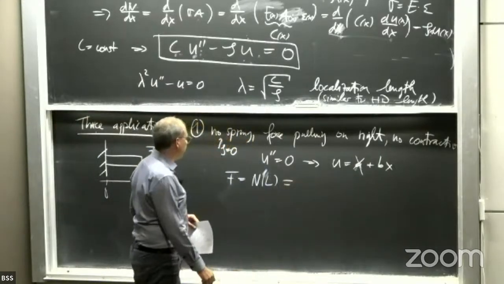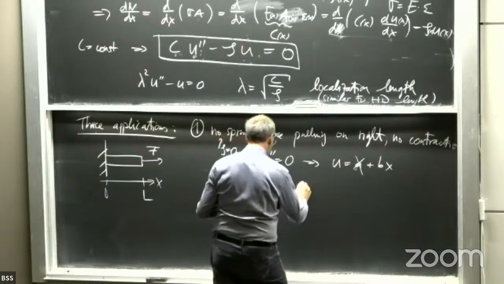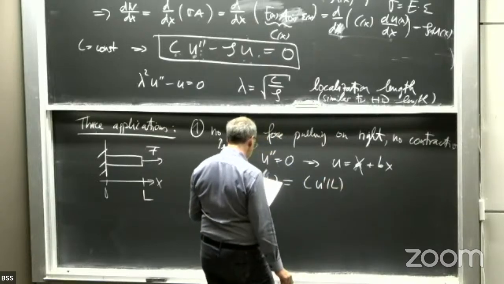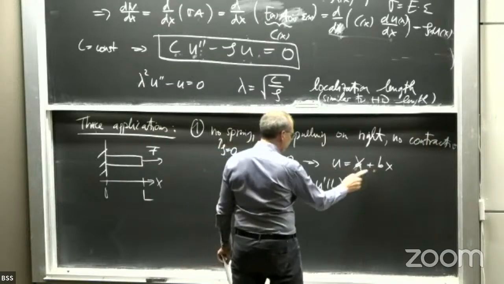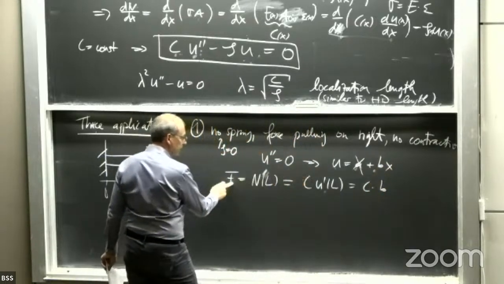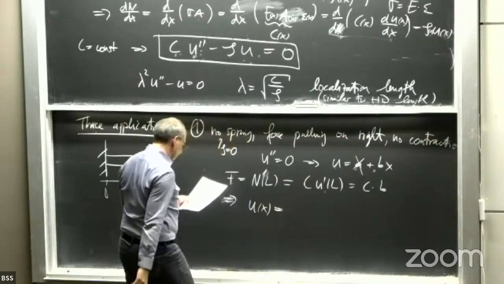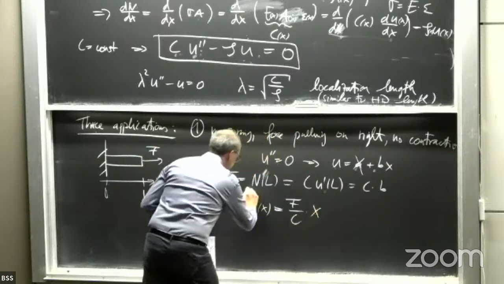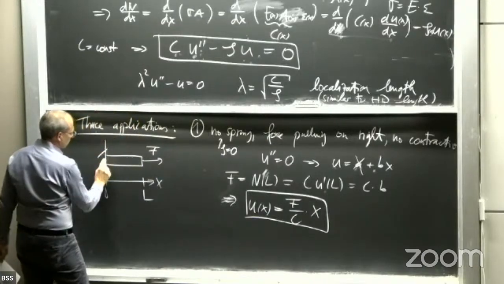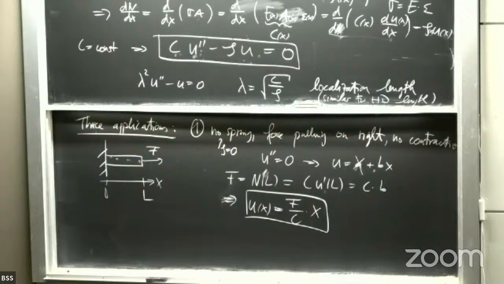By this law here, the N is nothing else than the derivative of U taken at L, okay? If I now do the derivative of U, this is B. So I can now write what B is. B is F divided by C. Therefore, my U of X will be linear in X. It's just F divided by C times X. Okay, very simple. I'm pulling the right-hand side, linear extension, no extension here, larger and larger. That's easy. Now a second example.